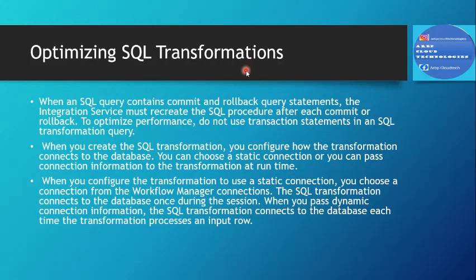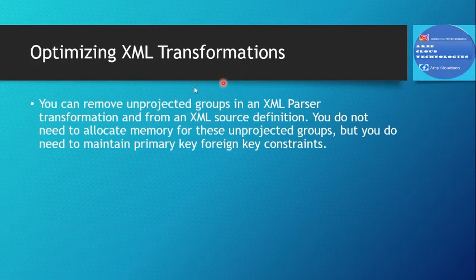So yeah, I'm going to explain about the XML as well. XML is actually optimizing the XML transformation, when you remove the unprojected group in the XML parser. So for an XML transformation from an XML source definition, you don't need to allocate memory for these unprojected groups, but you need to maintain the primary key, foreign key constraint. It is similar to how we use an XML target, where we maintain some hierarchy tags. The same applies if you are going to use some XML transformation.